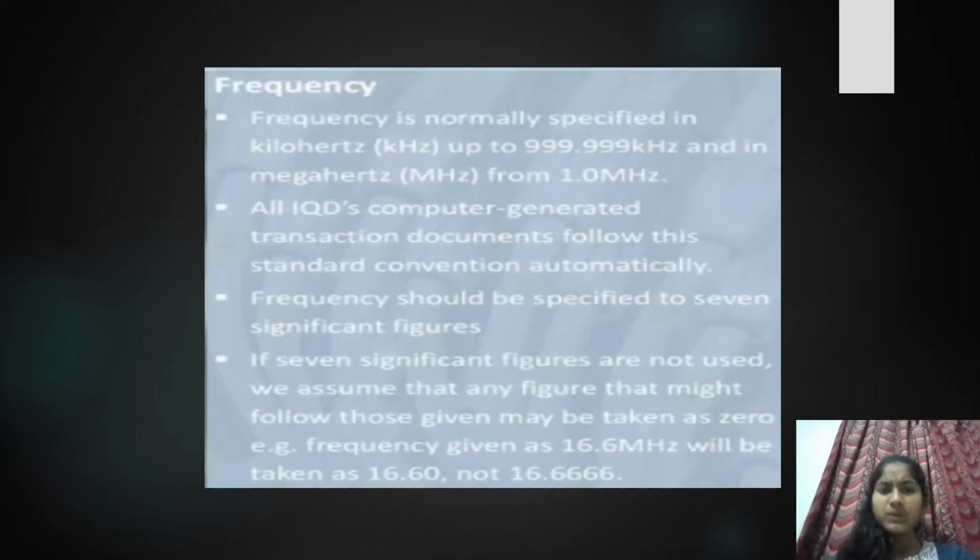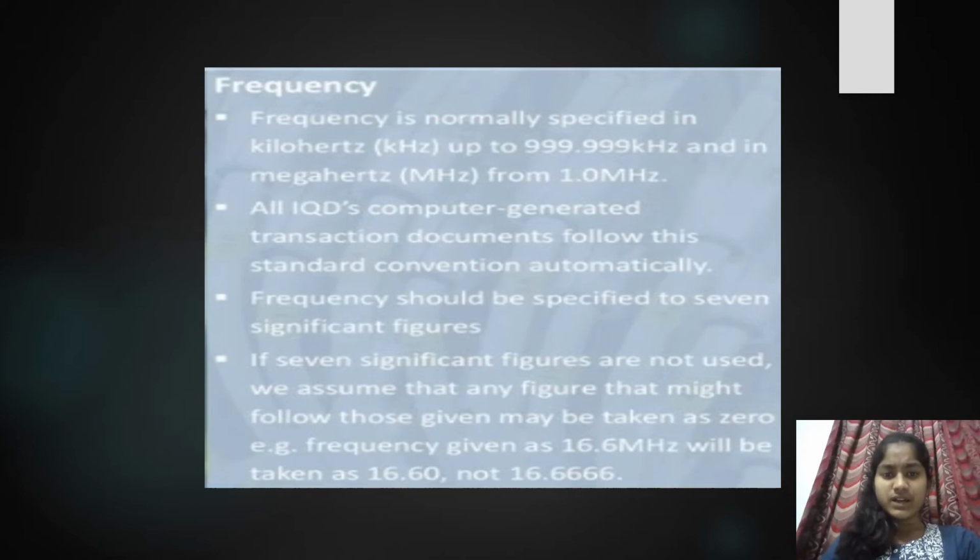Frequency. Frequency is normally specified in kilohertz up to 999.999 kilohertz and in megahertz from 1 megahertz. All IQD's computer generated transaction documents follow this standard convention automatically.